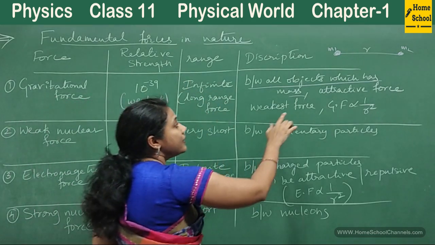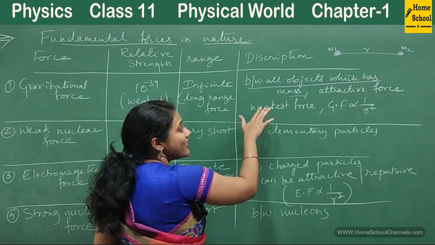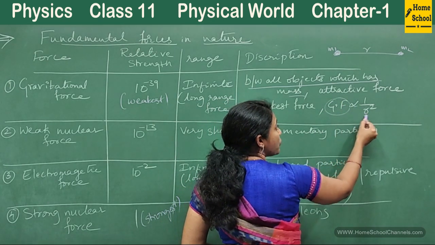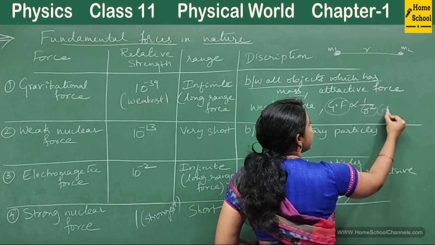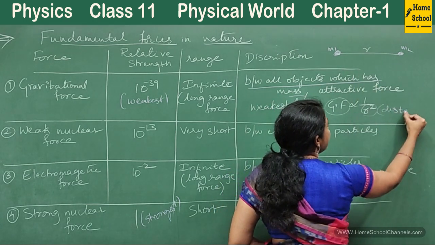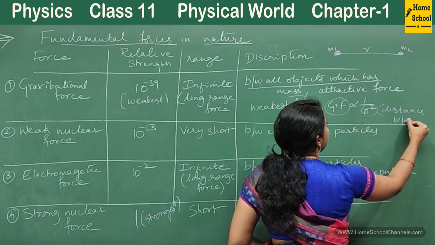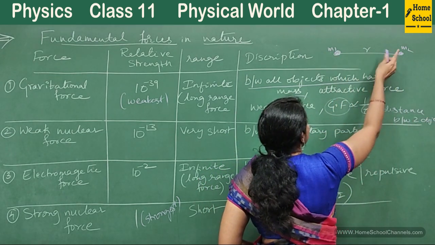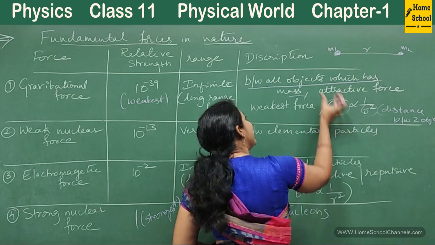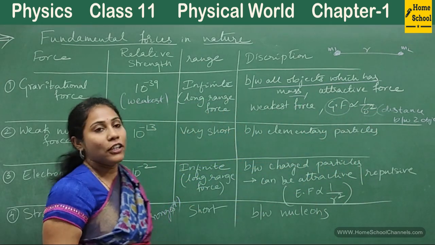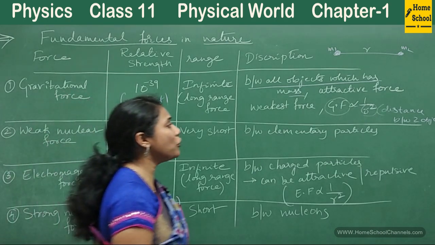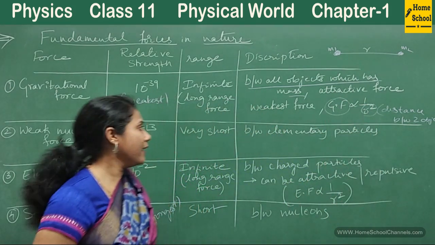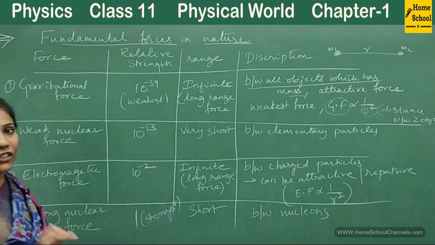This is an attractive force and the weakest force, and gravitational force is inversely proportional to r square. R is the distance between the two objects. If the distance between these two objects is least, then the gravitational force will be stronger. So gravitational force strength depends on the distance between the objects. Fine, that's all about gravitational force.